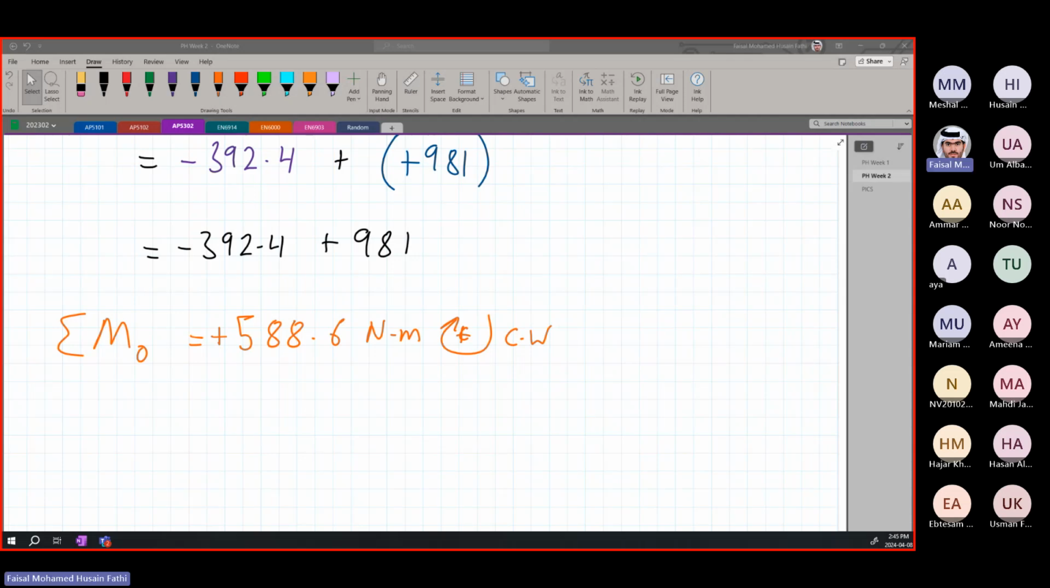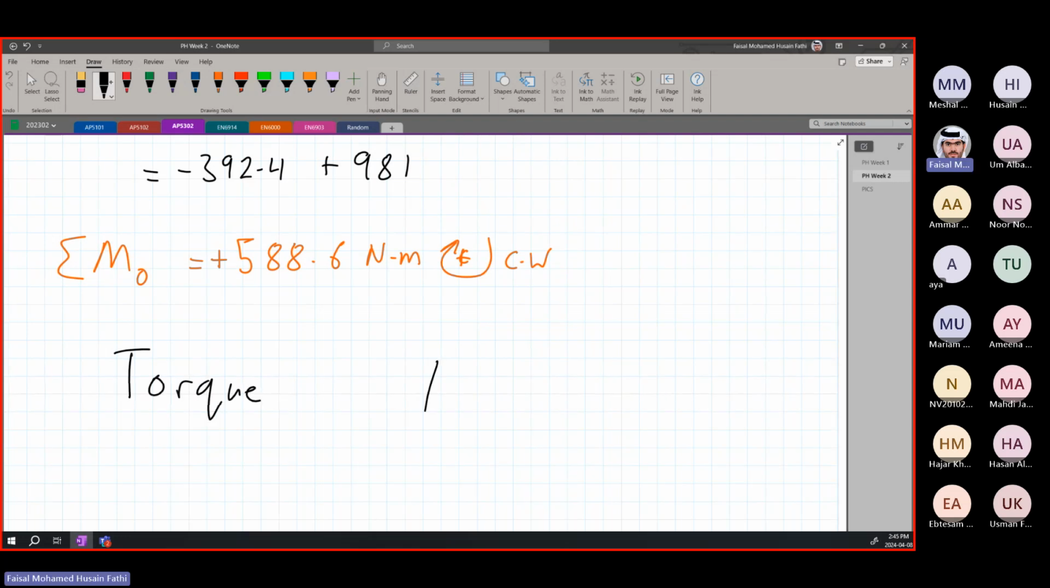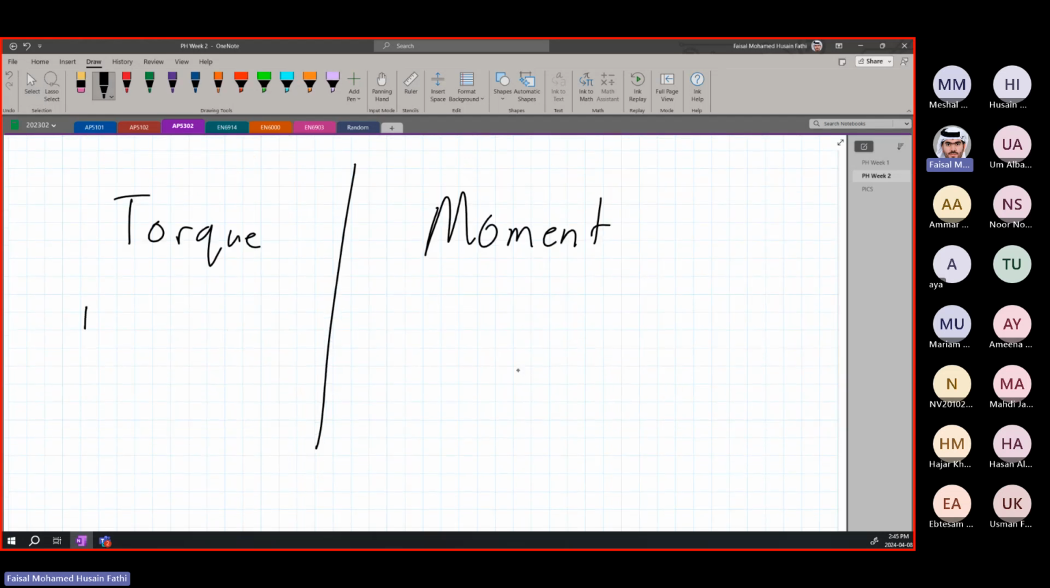Let's see if I can find any specific torque-related question. Just one more point I want to explain. It's more theory. So we have torque and we have moment. Then the difference between these two, okay, this is for something dynamic.